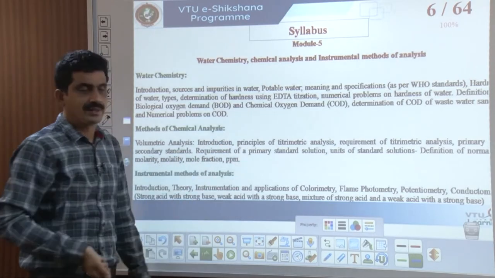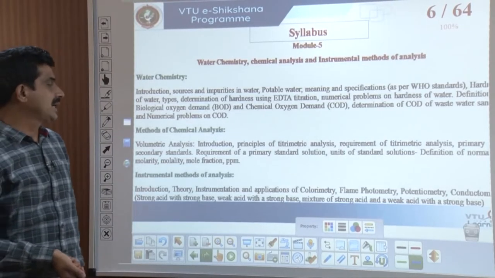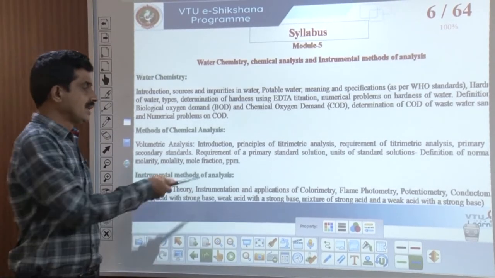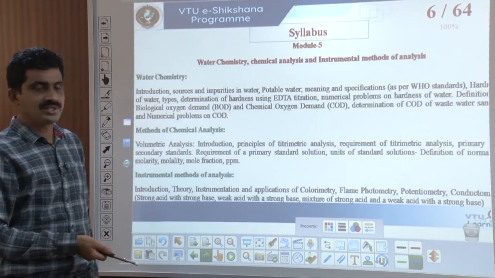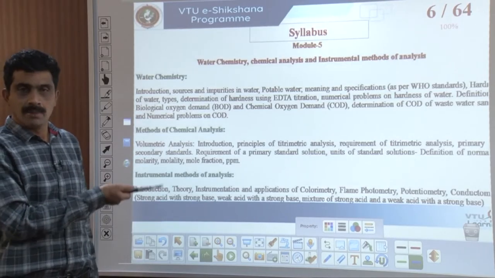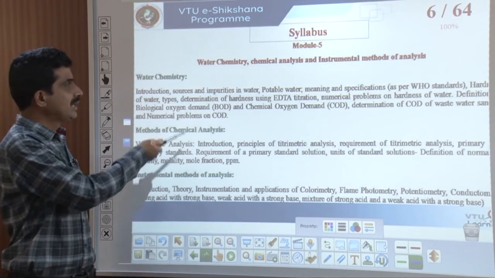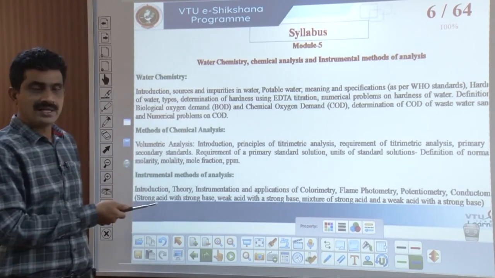Then methods of chemical analysis, volumetric analysis, volumetric methods, introduction, principles of titrimetric analysis, requirement of titrimetric analysis, primary and secondary standards, requirement of a primary standard solution, units of standard solutions, definitions of normality, molarity, molality, mole fraction, ppm, all these we will be learning in the second chapter of module 5, methods of chemical analysis.